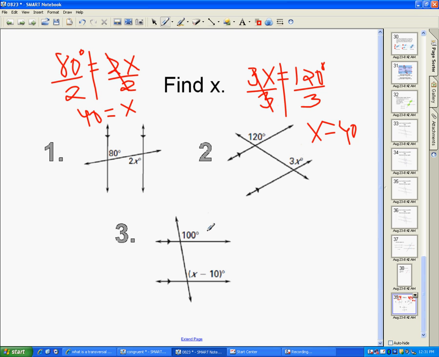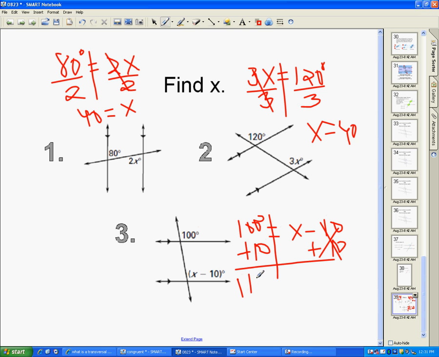And then here with number 3, we have 100 degrees for this angle, and so these two angles are the same. They have the same angle measure, so 100 degrees is equal to x minus 10. So I'm going to add 10 to both sides. And when I do that, I'm left with 110 is equal to x. And again, that doesn't mean this whole angle is 110 degrees, just the solution to the equation right here. x is equal to 110.